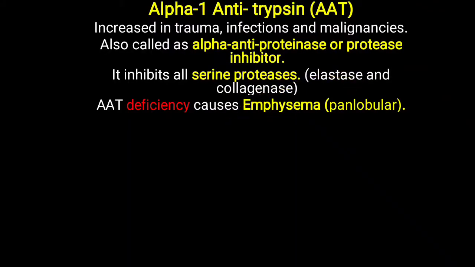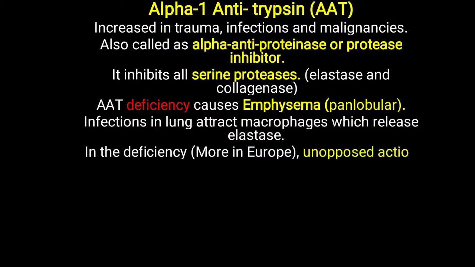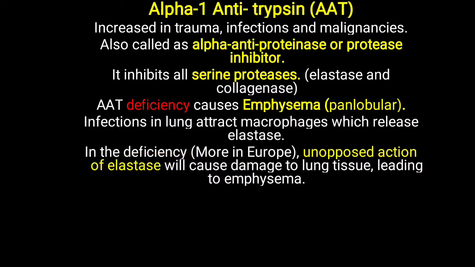Now, this alpha 1 antitrypsin deficiency causes emphysema, and that is particularly panlobular. With infection, particularly any bacterial, mostly viral or bacterial infection in the lung, that will attract macrophages which release the elastase enzyme. Now this elastase enzyme is released to kill that particular bacteria or virus. But in the deficiency of this alpha 1 antitrypsin, which is particularly found in Europe, the unopposed action of this elastase, which is released by the macrophages of our body, will cause damage of the lung tissue and lead to emphysema formation. So that is creating the problem.